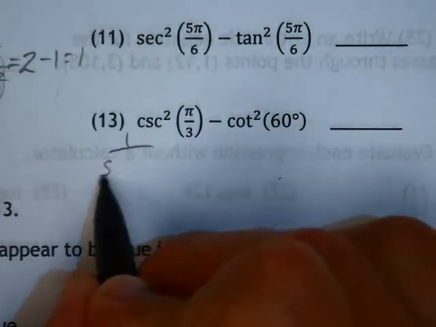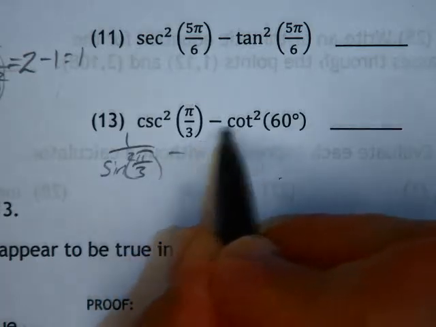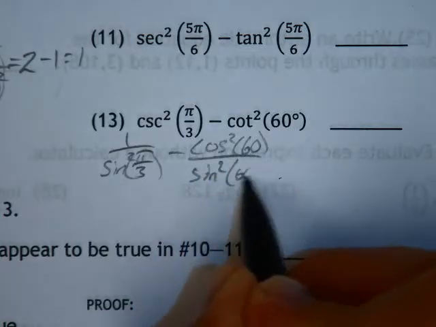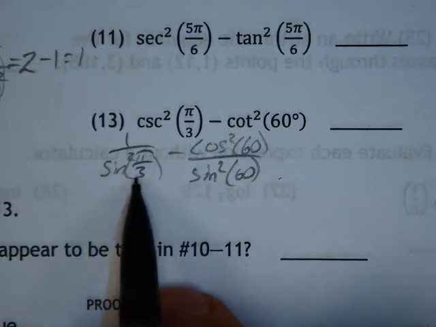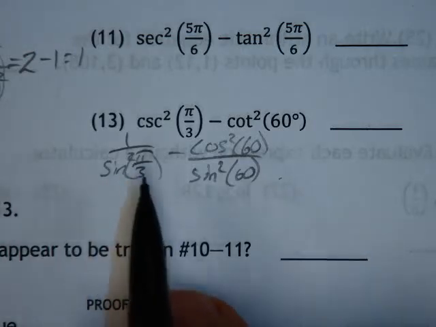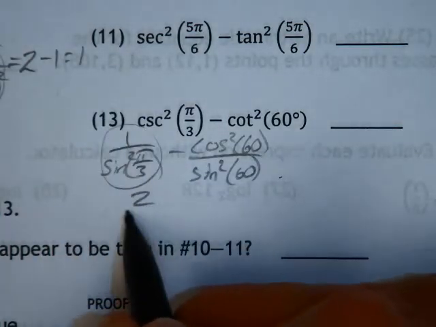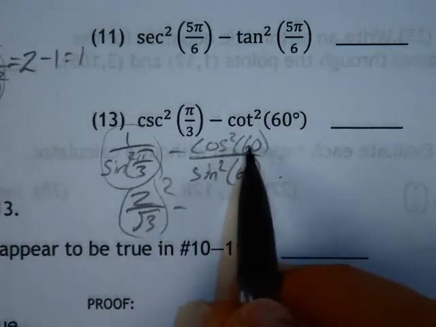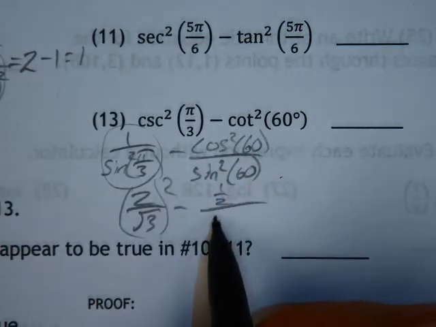Cosecant, 1 over sine, pi over 3 squared, minus the cotangent, which is cosine squared 60 over sine squared 60. I'm finally remembering the squareds now. Okay, 1 over sine, it's a tall triangle in the first quadrant, which is the root 3 over 2. So if I flip-flop because it's upside down, then it's a 2 over root 3, but it's squared. Minus, and the cosine of 60 degrees, that's the x value, it's 1/2, over square root of 3 over 2.